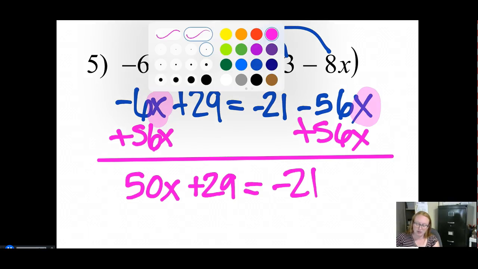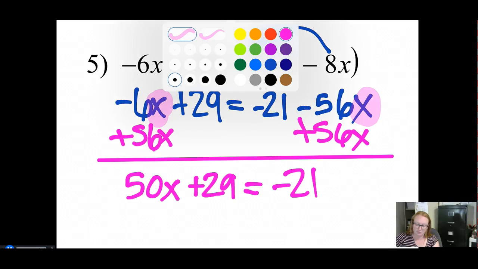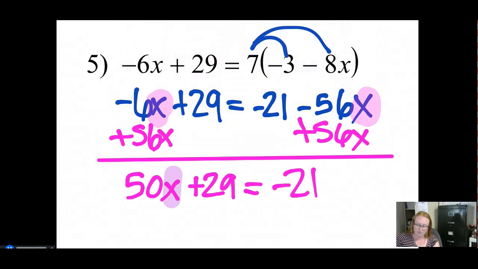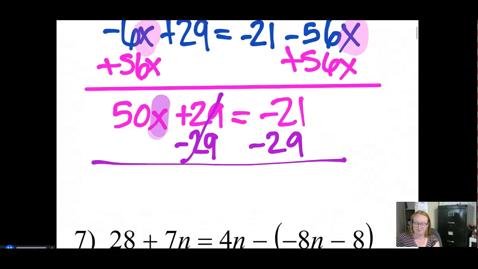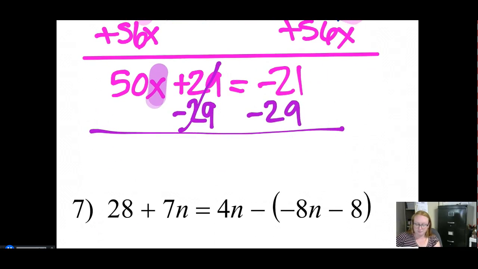So I'm still trying to get x by itself. I have this thing going on right here. And the easiest number for me to move right now is that 29. I can subtract it from both sides. I can go ahead, I can get rid of that. And I end up with 50x equals negative 50.